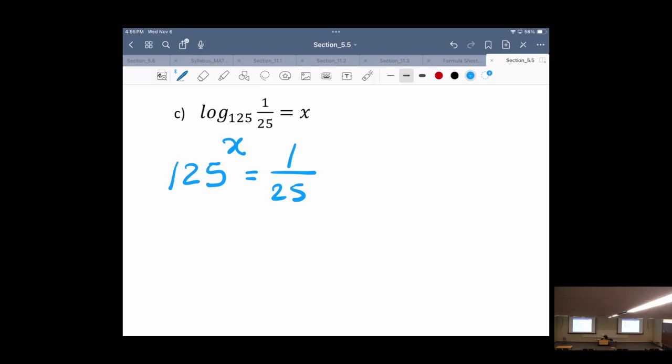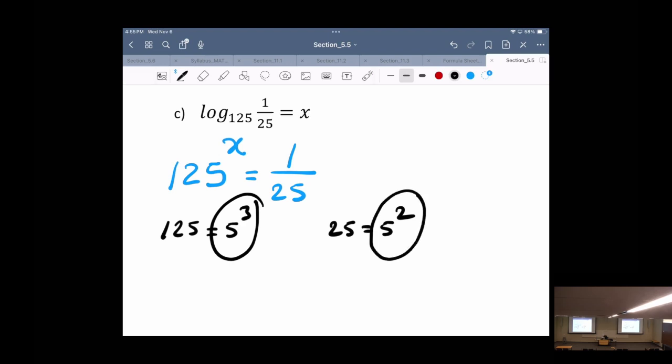Well, the 125 and 25, we're kind of familiar with their factors, right? Because 125, we can say it's equal to 5 cubed, right? And 25, we can say that's equal to 5 squared. The nice thing here then is that you can write 125 to some power of base 5, and you can write 25 to some power of base 5 again. So that's nice. So let's do that.